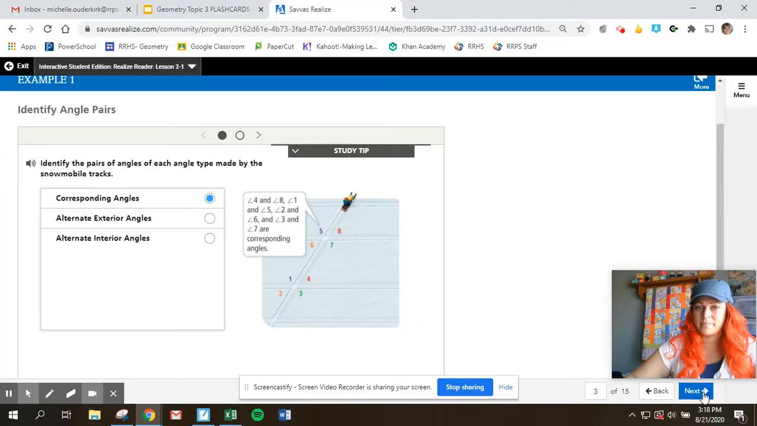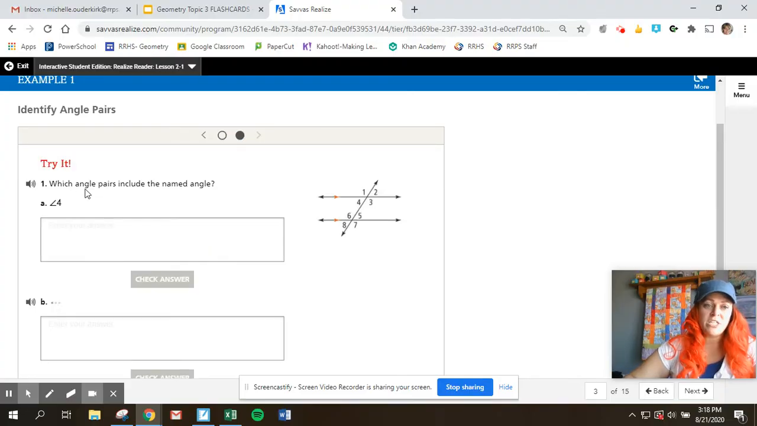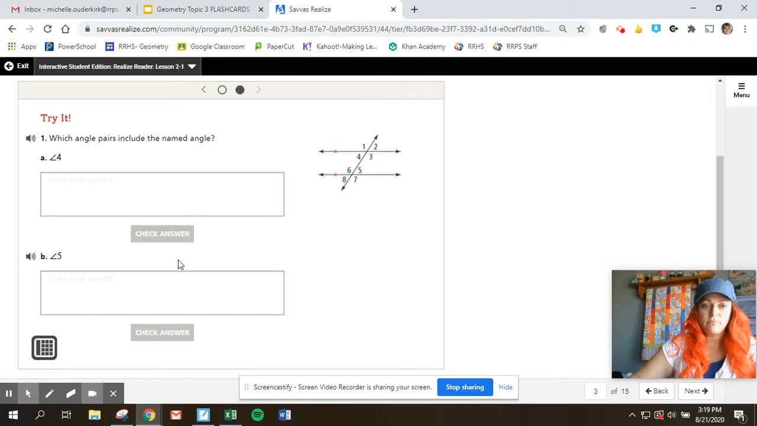Okay. Oh, let's go to here. Which angle pairs include the named angles? So angle 4, basically what you're going to do is angle 4. See if you can find the corresponding angle. Write it down. See if you can find an alternate interior. Write it down. Basically, those 3 vocabs that we just went over, see if you can match them. Now, angle 4 is not an alternate exterior because it's not on the exterior, on the outside of the parallel. So any of the vocab we just learned, you're just trying to find the matches. So you state the vocab and then state the angle that you see that's the match for both of these.